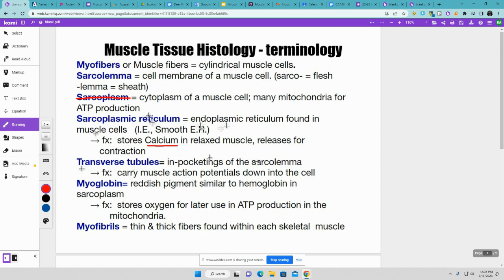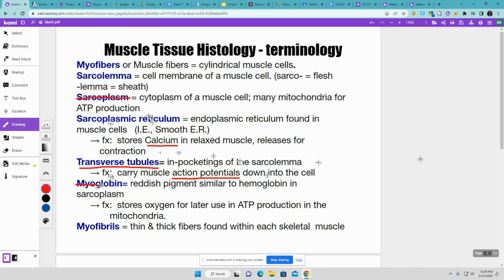Transverse tubules. This is like part of the sarcoplasmic reticulum that goes transverse, so it goes crossways through the muscle. It doesn't go the same direction that the muscle fibers are going, and this is what allows the action potentials. So when a neuron stimulates a muscle, that stimulation goes through the transverse tubule, so it can get deep into the muscle, so it can contract the entire muscle.